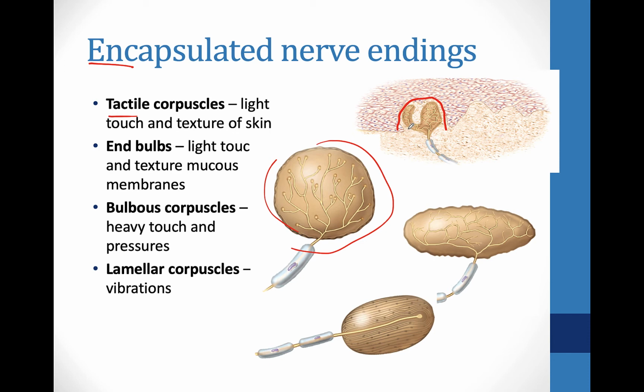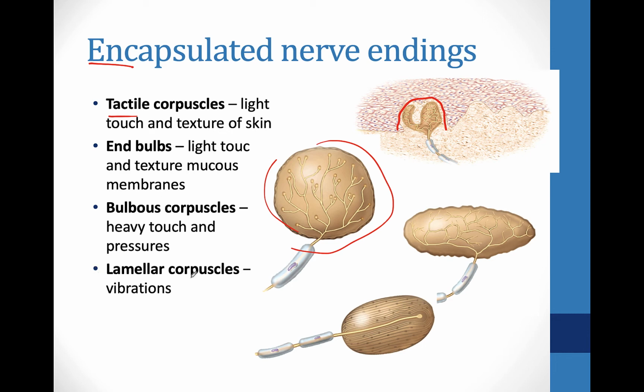We've got end bulbs and bulbous corpuscles. End bulbs have light touch and texture, but these are found in mucous membranes rather than in the skin. So this would be things like your lips, tongue, the conjunctiva of your eye. The bulbous corpuscles are going to respond to heavy touch. So this is the pressure of stretching the skin. If you bend your fingernail, this would be a heavy touch. Feeling the general shape of objects rather than just the texture or edges.